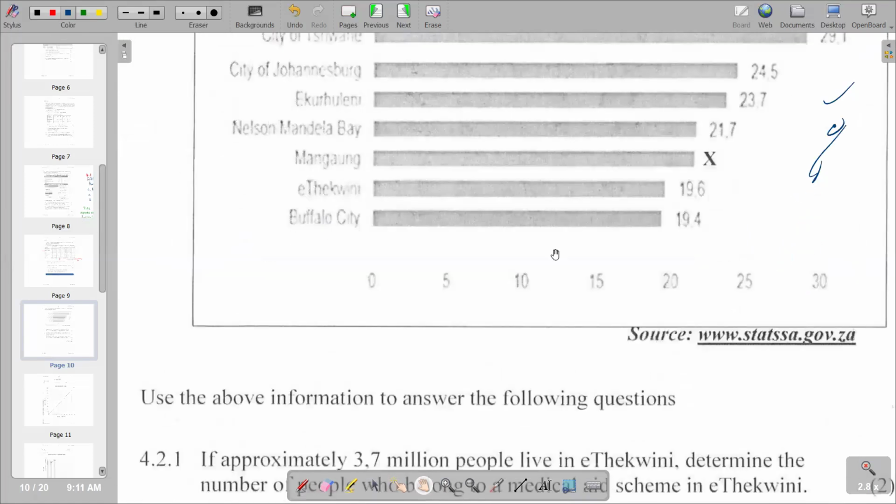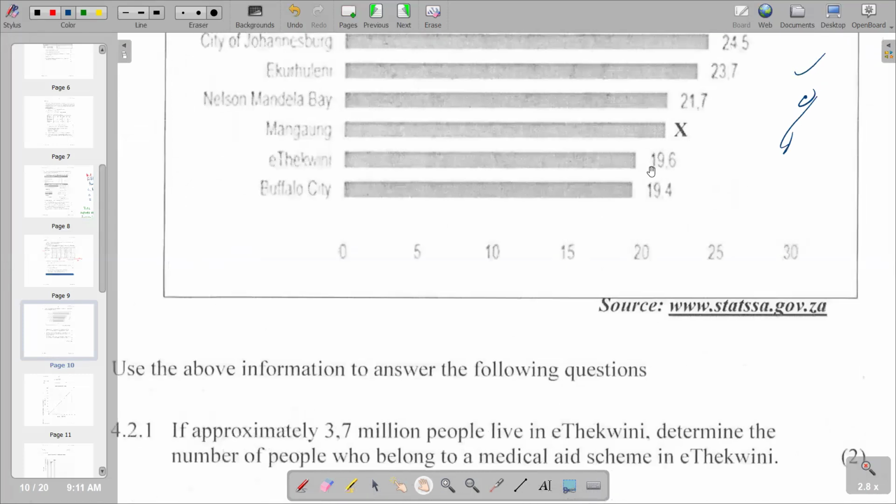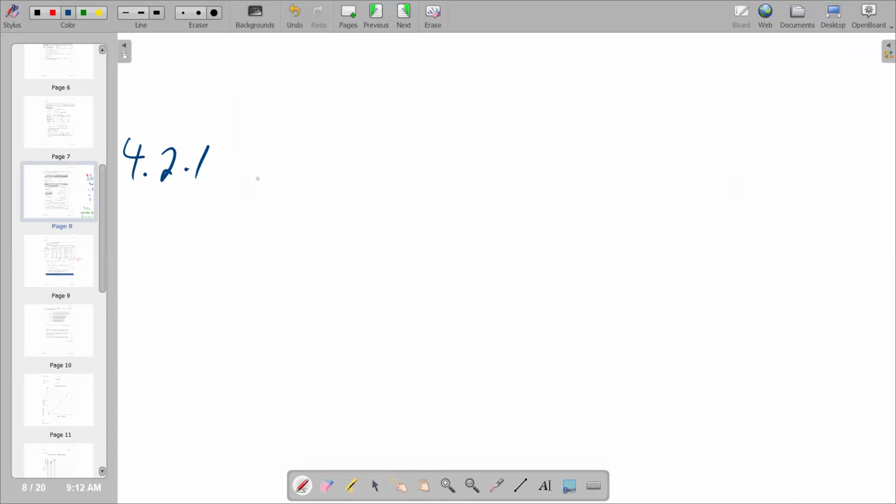So they are saying if in eThekwini we have got 3.7 million people, determine the number of people who belong to a medical aid scheme. So we're going to say 19.6% of 3.7 million. So we just make that calculation, whereby now we are looking at 4.2.1, whereby we say 19.6%, then 3,700,000. So we calculate it like that. We see that the figure that we're going to get now becomes 725,200.